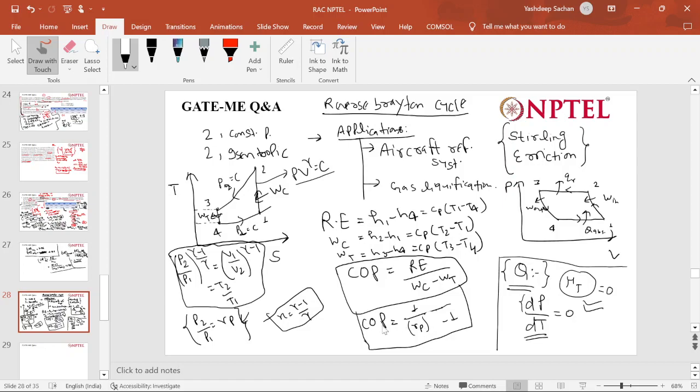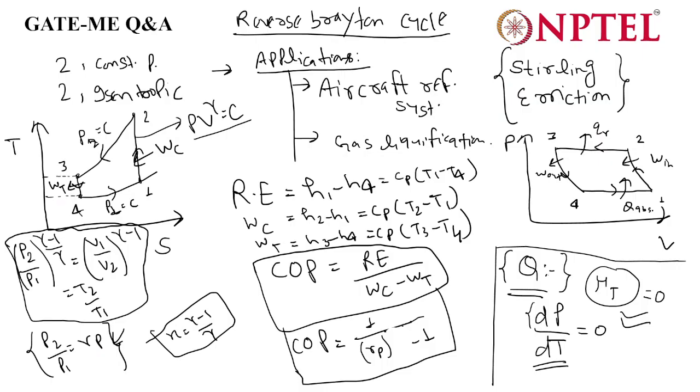The COP of the Brayton cycle. The Brayton cycle is a work producing cycle, right? So why would you find COP there? It is efficiency; there you will find efficiency. Rp to the power x it would be here, right? So this is the theoretical one.